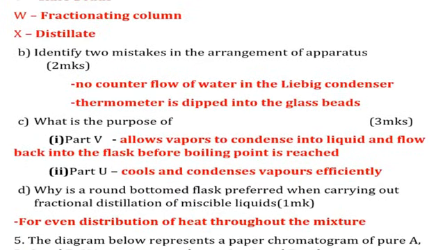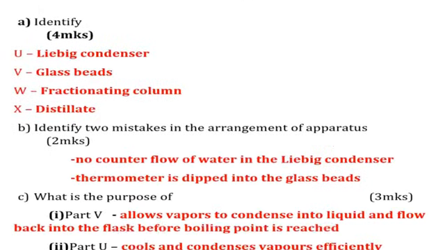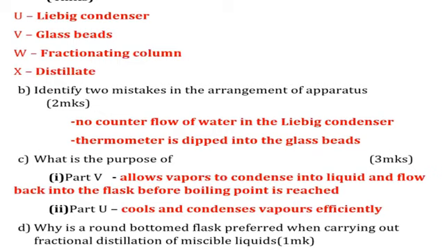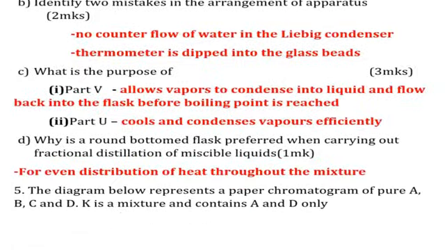Number C, identify. We have said that one. What is the purpose of part V? Part V, where is V? You can see it there. Part V allows vapor to condense into liquid and flow back into the flask before boiling point is reached. Part U, where is part U? You can see it there. Part U cools and condenses vapor effectively.